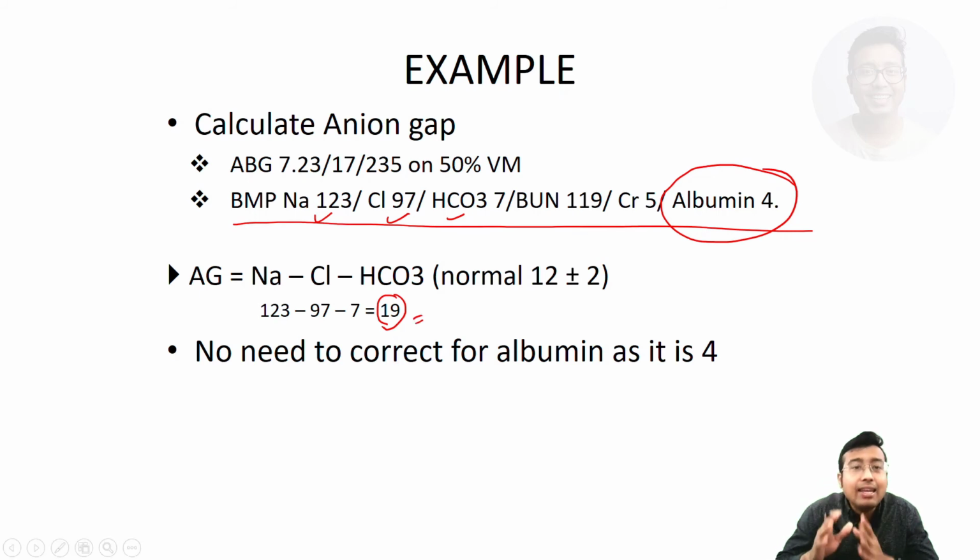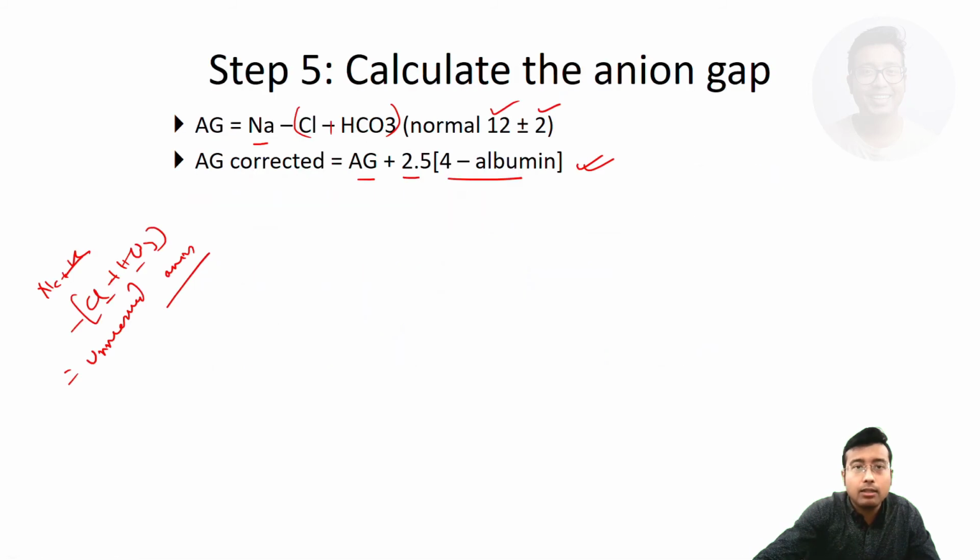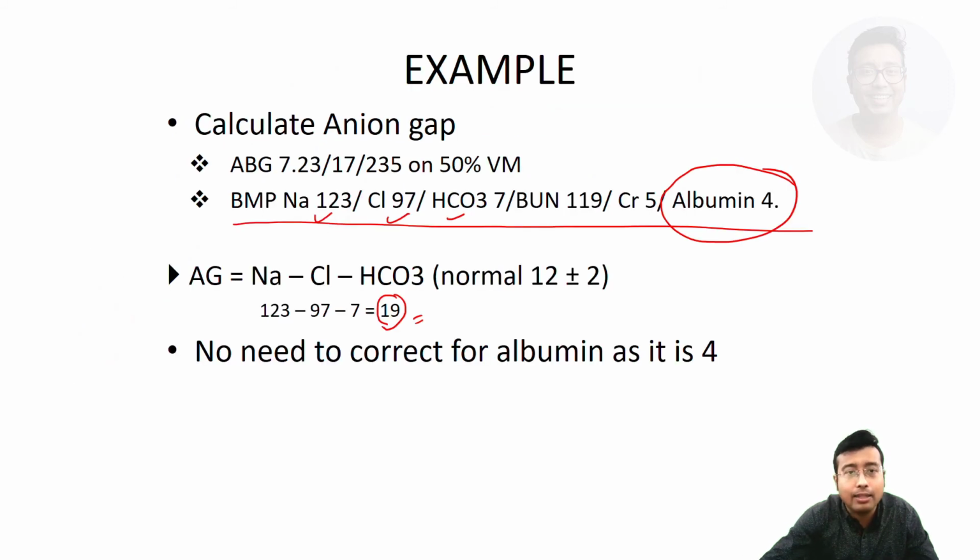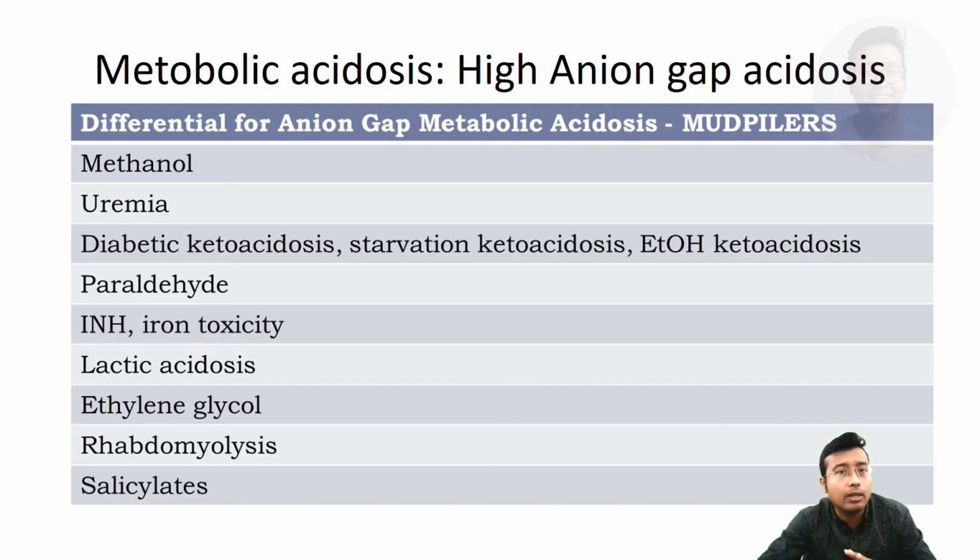High anion gap. Why high? Because the normal anion gap is 12 plus minus 2, so from 10 to 14. So 19 is definitely high. Acid base disorders, based on whether the anion gap is high or normal, can be classified into two categories: high anion gap metabolic acidosis and normal anion gap metabolic acidosis. These are the reasons for high anion gap metabolic acidosis. We remember them with the mnemonic MUDPILERS.